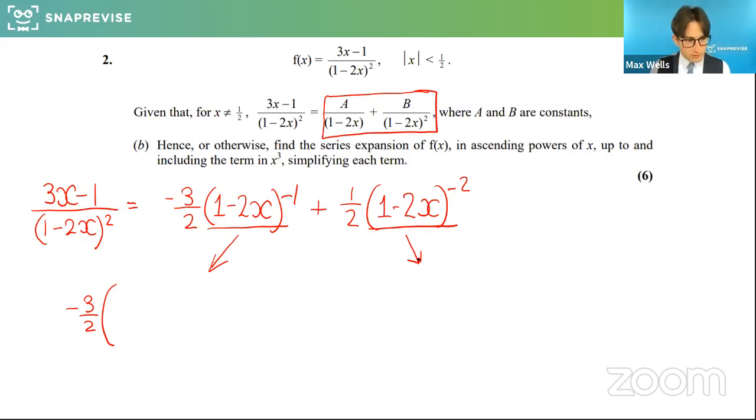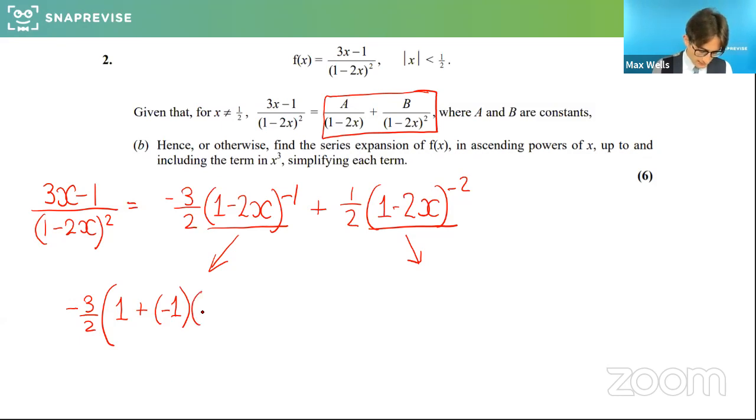Now, the binomial expansion, using the formula that you'll be given from the formula book and so on, when it's in the form like 1 plus ax, the 1 is the first part of the expansion. And then what we're going to do is we're going to use the powers, and they're going to gradually kind of go more and more negative.